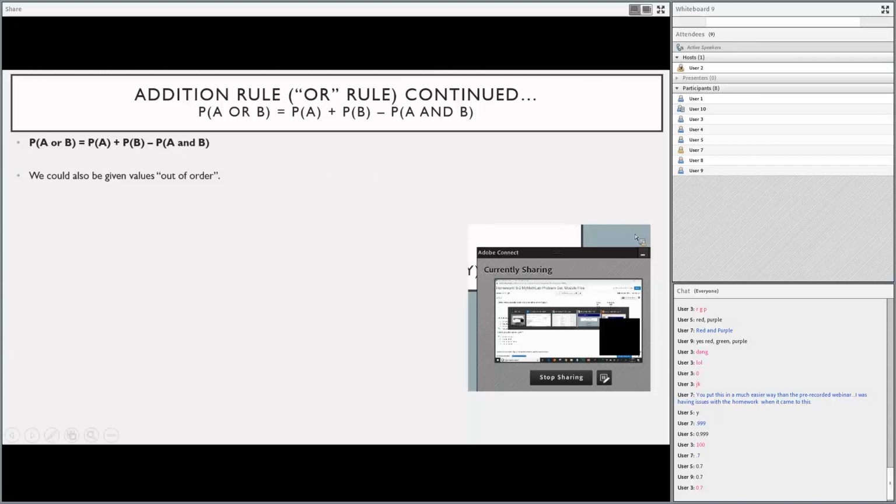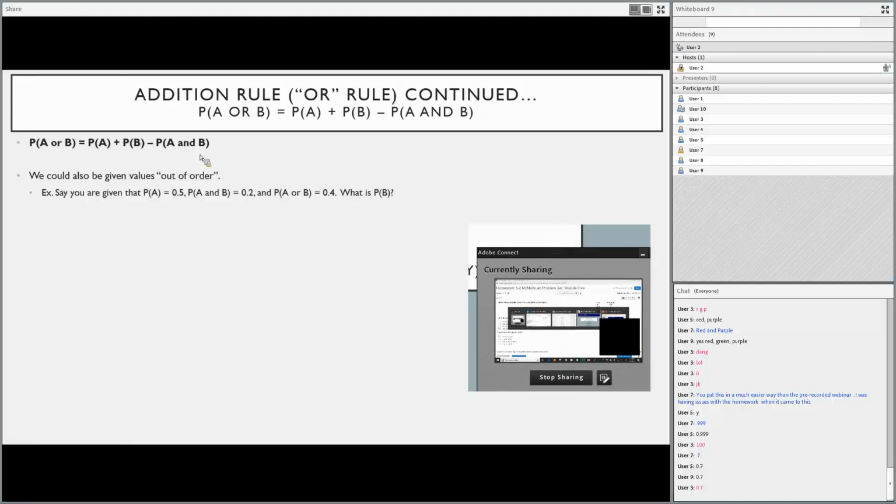Now, the last example was a little easier because they gave us very nicely and cleanly everything on the right-hand side of the equal sign, and we just had to plug it in. But sometimes we might be given the values out of order. For example, say you're given the probability of A is 0.5, the probability of A and B is 0.2, and the probability of A or B is 0.4. And now you're asked to find the probability of B.